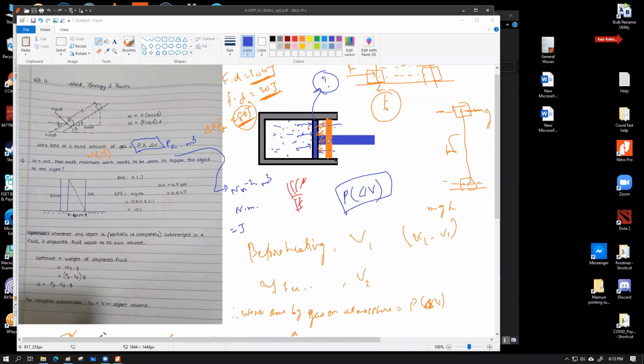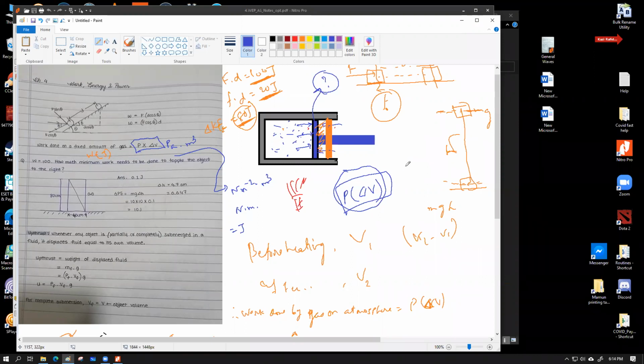What happens further? What I'm trying to say is that this P into delta V is essentially giving us the work. How does this calculation affect the energy of the gas? If the gas expands in volume, then work from the gaseous system, this piston cylinder gas system, is going to go out because of the movement of the piston.